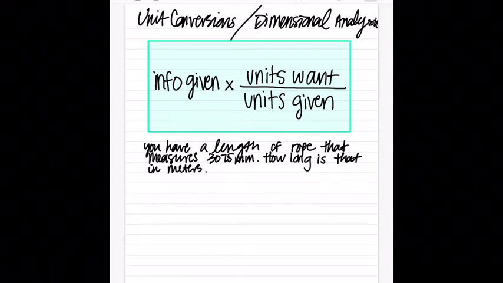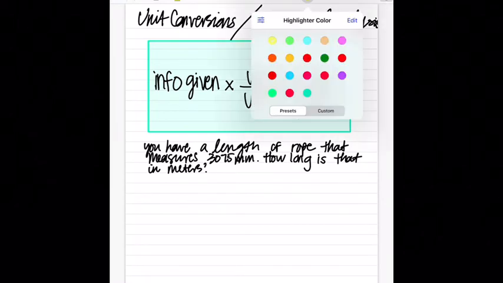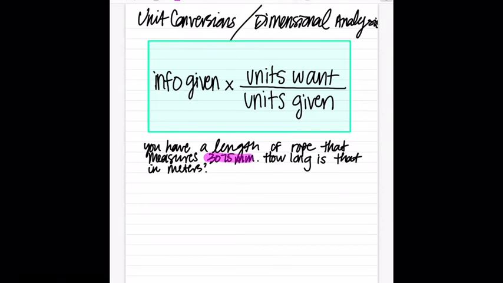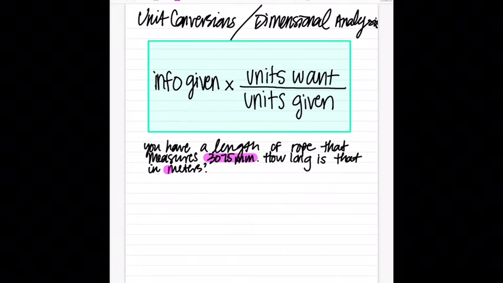Okay, so we need to pull out relevant information. So I'm going to turn on my highlighter for just a second. Let's do pink today. I'm going to highlight the relevant information. Here's the first thing that's important: that 3,075 millimeters. That's my information that's given. I now need to find out where I'm supposed to go. So what is the question asking for? It says, how long is it in meters? So there is my relevant information.